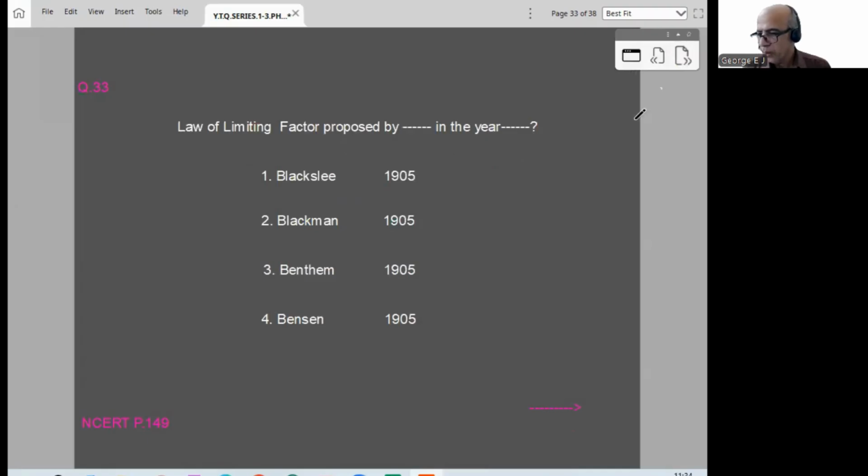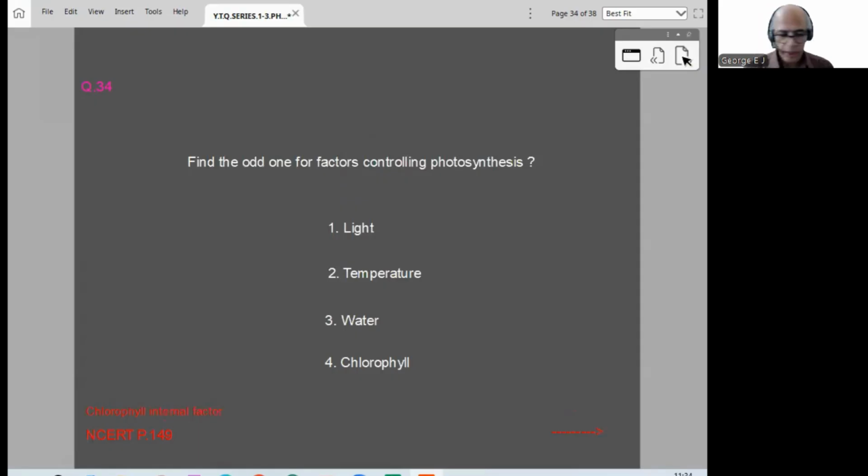Now coming to 33. Law of limiting factor proposed by... It's a famous question. It was proposed by Blackman in 1905. So option wise, it is 2. Now 34. Find the odd one out among factors controlling photosynthesis. The odd one is the plant factor, chlorophyll, an internal factor. Others are external, so option wise, it is 4.